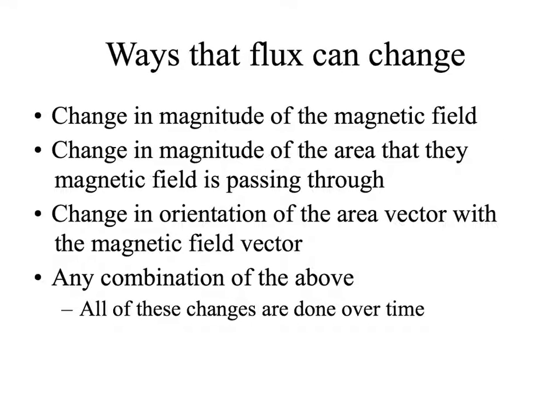So if we're thinking about the way that flux can change, we might want to look at this expression one more time. B dot A is our magnetic flux, which is equal to B times A times the cosine of the angle between them. The types of things that can make the flux change could be a change in the magnetic field, like its magnitude, or it could be a change in the magnitude of the area that the magnetic field is passing through, so that's going to affect the magnetic flux.